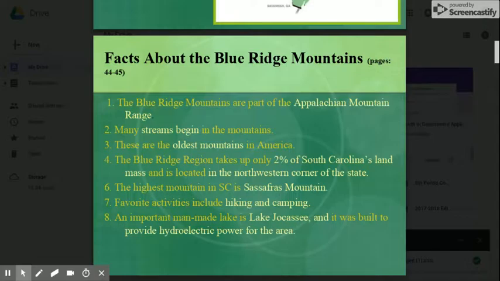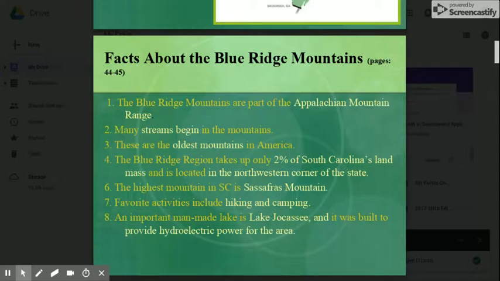Oldest mountains in America, the Blue Ridge Mountains, they stretch. So Georgia, North Carolina, Virginia, they all have the same regions. So these Blue Ridge Mountains stretch across that. Again, only 2% of the land. It is the smallest region. The highest mountain is Sassafras.